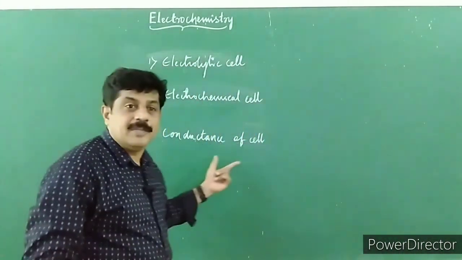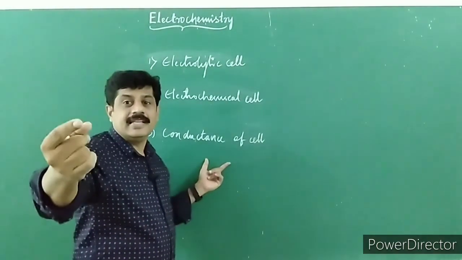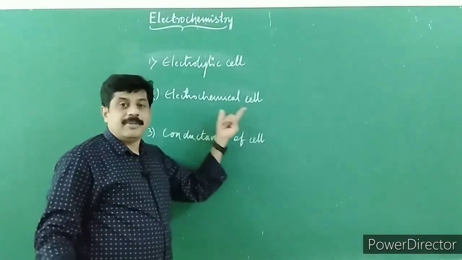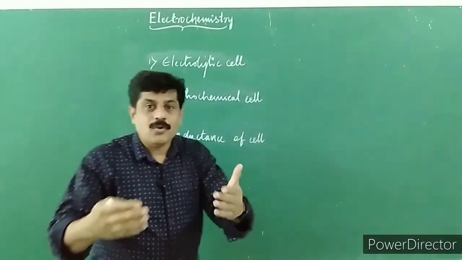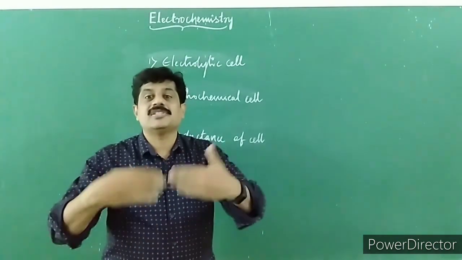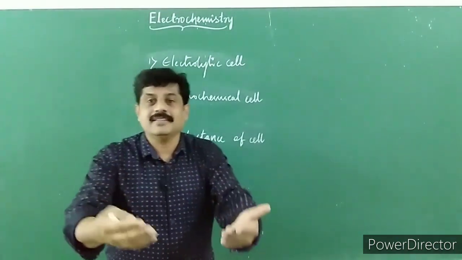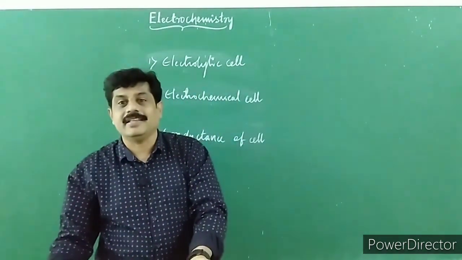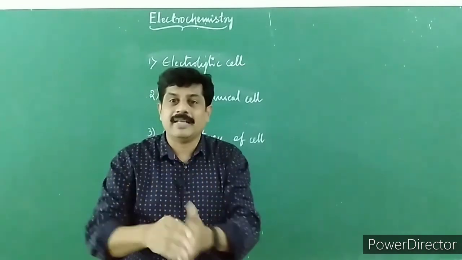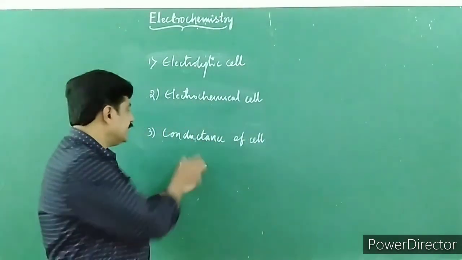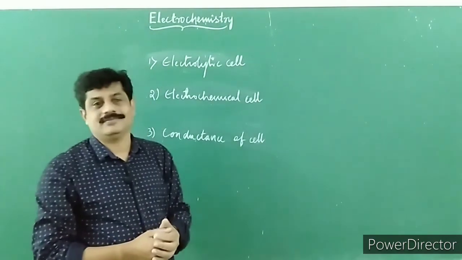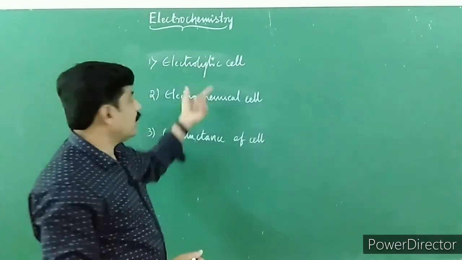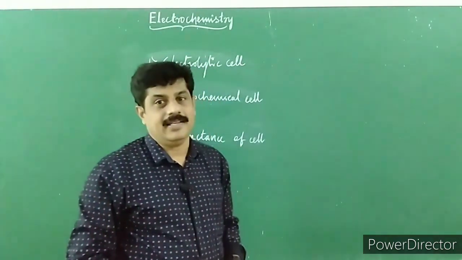Children, in the third part, we are going to deal with electrical aspects of electrolytic cell and electrochemical cell. I mean, what is their resistance and resistivity, conductance and conductivity, and how to improve the conductance or conductivity. Those are the electrical aspects you are going to study under the third part, that is conductance of cell. Children, without wasting time, let me take up the first one. What is that? Electrolytic cell.